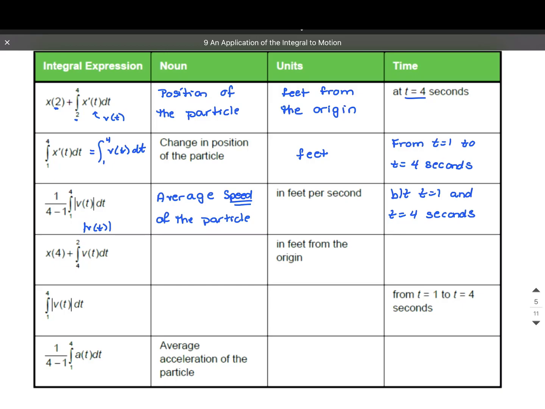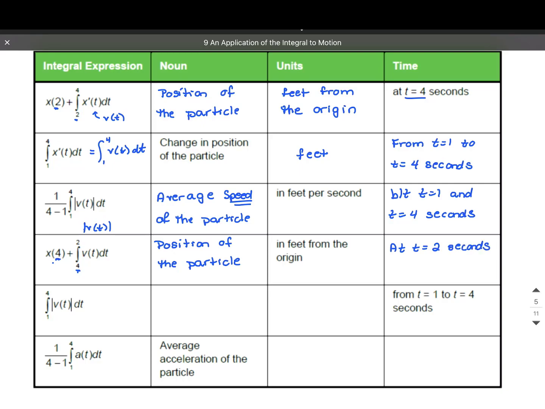All right, next up, we have x of 4 plus the integral from 4 to 2 of v of t dt. Notice the lower limit, and we're evaluating the position, and we have the position at that lower limit. That's taking the starting position plus our change in position. That is the position of the particle. That's measured in feet from the origin, and it's happening at the time t equals 2 seconds.